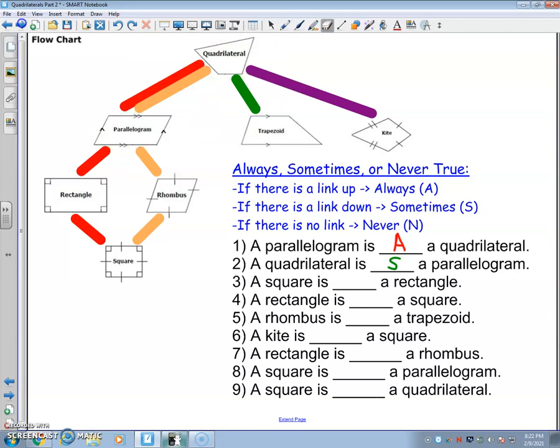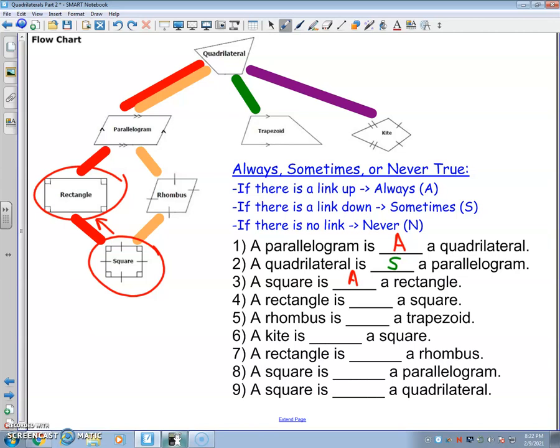All right, next one. A square is blank a rectangle. So starting at square, down here, to rectangle, we're going upwards. Red path there. If we're going up, there's an upwards link. That's always true. All squares are rectangles because all squares have 90-degree angles and everything, all properties a rectangle has.